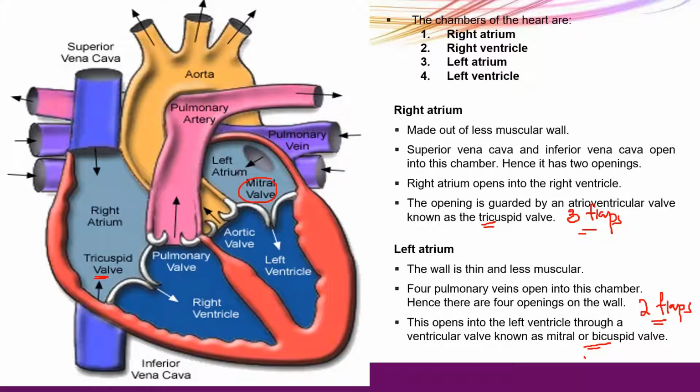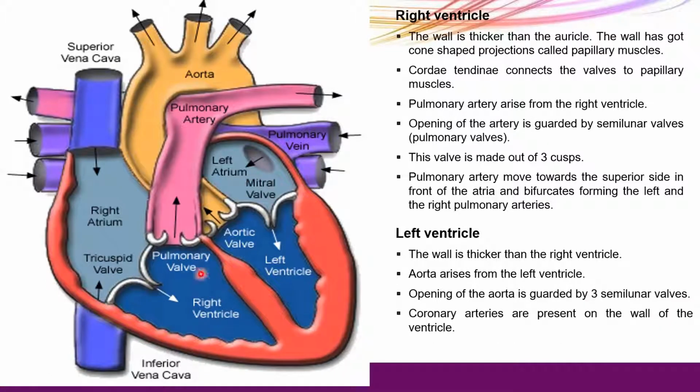The blood will come in from the left atrium into the left ventricle only when this valve, the mitral or bicuspid valve, opens. So this much about the right atrium and the left atrium.